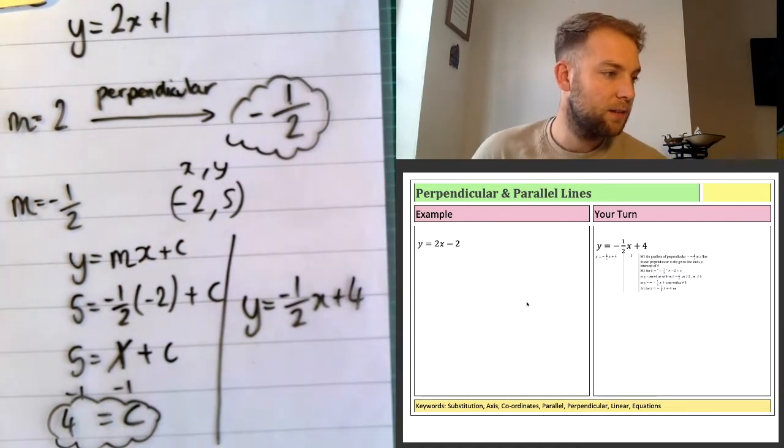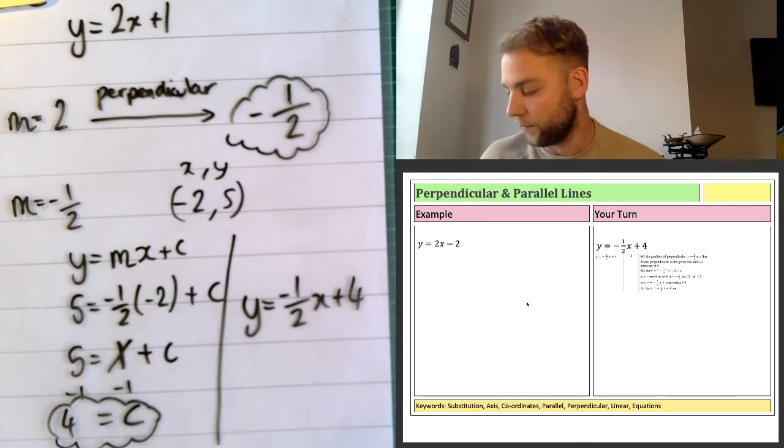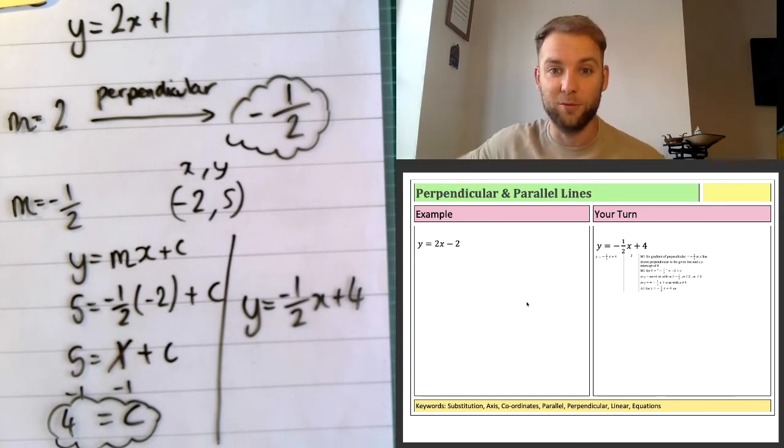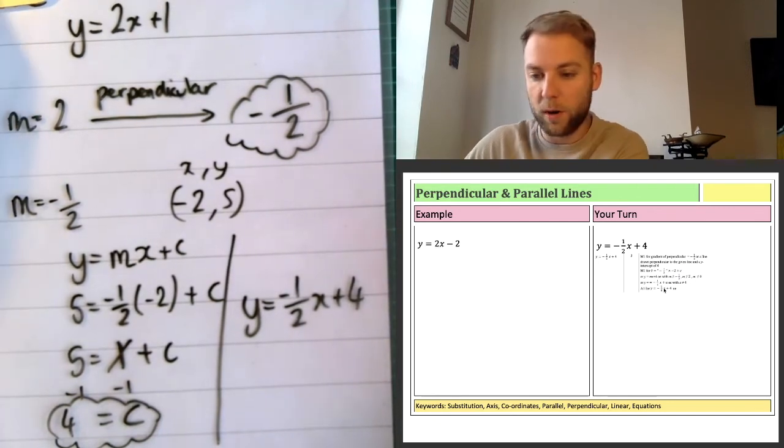So 2x subtract 2, brilliant, that's what we've got. And negative half x plus 4, brilliant, that's what we've got here. So well done, you got that right. So we'll go one more question now.